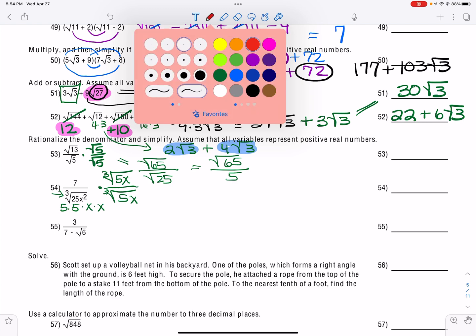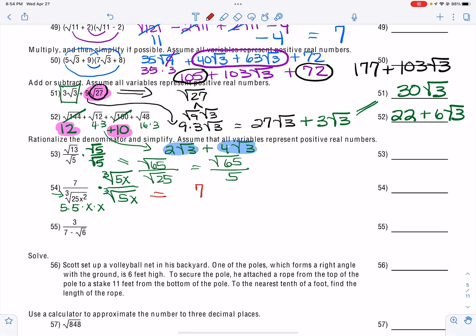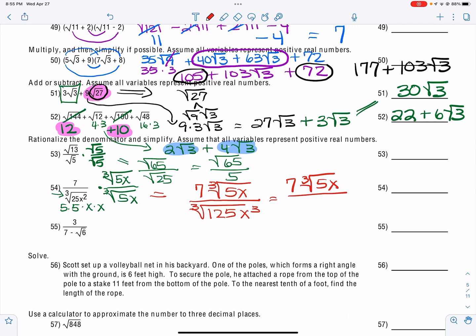And so now what's going to happen is that 7 times the cube root of 5x is the numerator. And then I have the cube root. 5 times 5 times 5 is 125. And x times x times x is x cubed. And now I can simplify that. So the numerator still looks kind of funky because there's nothing I can do with that, and that's it. And then the denominator, the cube root of 125 is 5, and the cube root of x cubed is x.